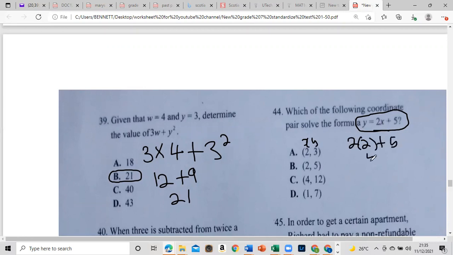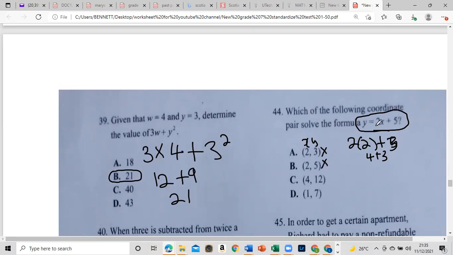So 2 times 2 is 4 plus 5, that's 9. So this should be 9 if it was correct, alright? So this is wrong. Let's try the other one. 2 times 2 is 4 plus 5. So you still get 9, so it is wrong. So we can eliminate this.